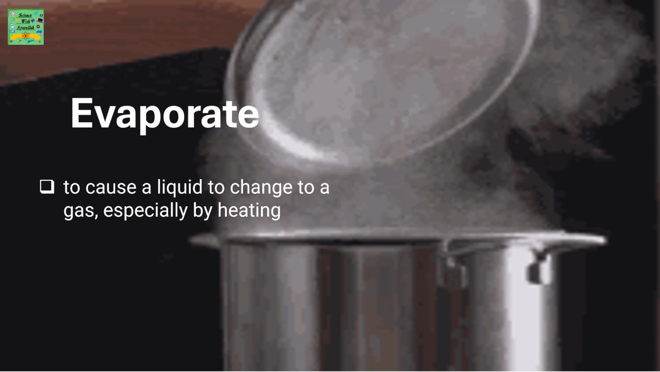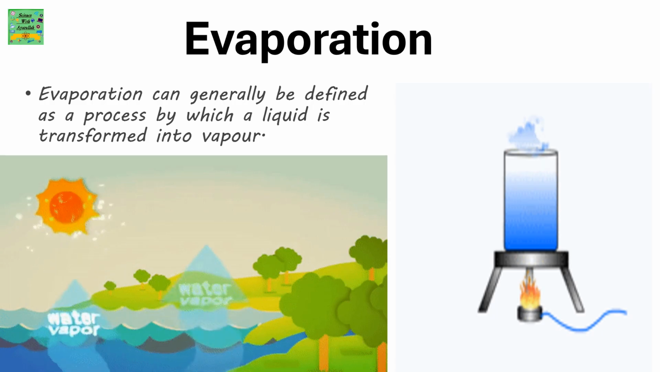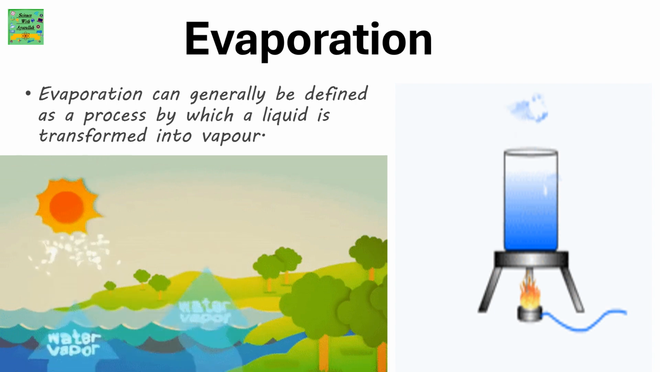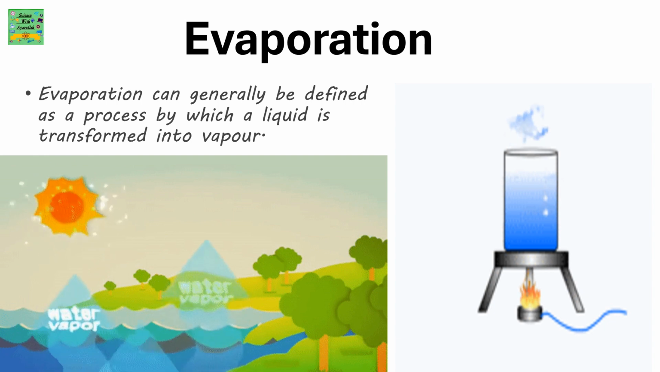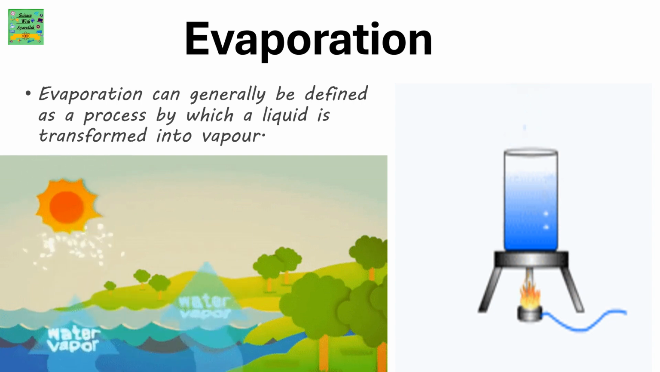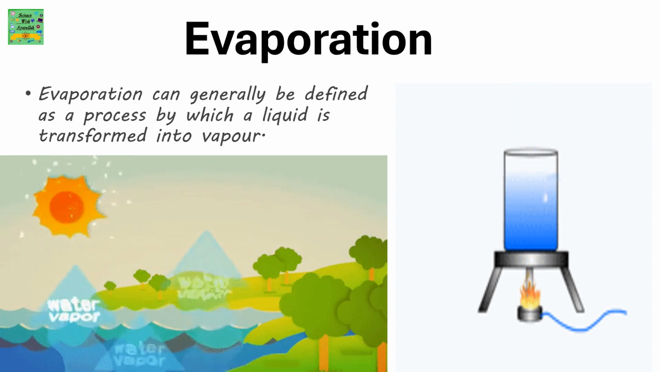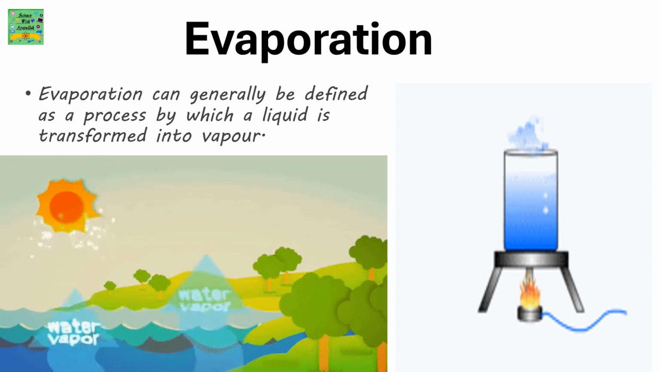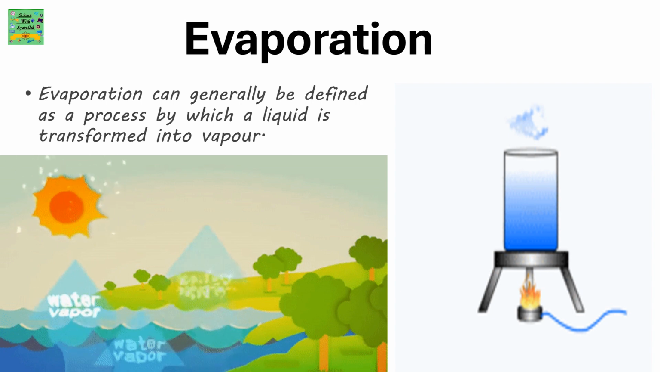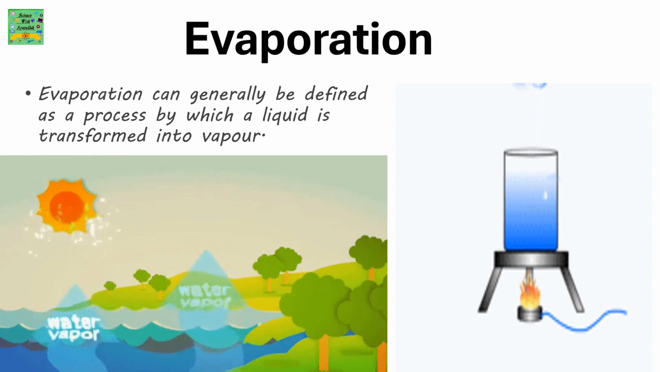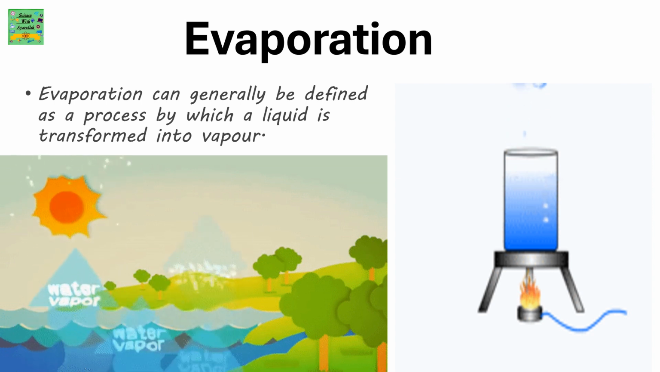Evaporate. Evaporate means to cause a liquid to change to a gas, especially by heating. Evaporation. Evaporation can generally be defined as a process by which a liquid is transformed into vapor. Evaporation is a form of vaporization that usually happens on the surface of liquids, and it involves the transition of the liquid particles into the gaseous phase. That is why this process is said to involve a change in the state of matter of liquids.